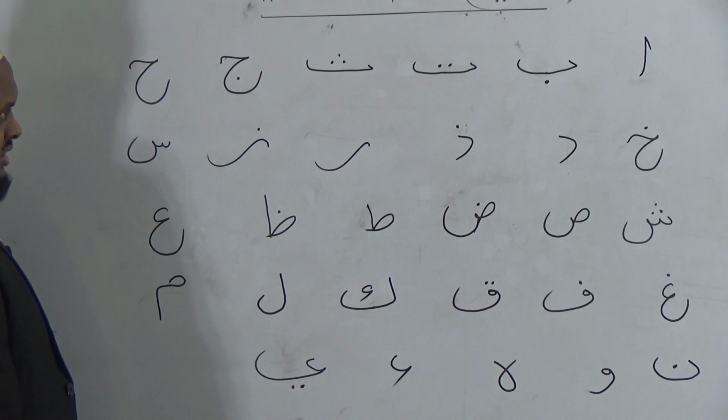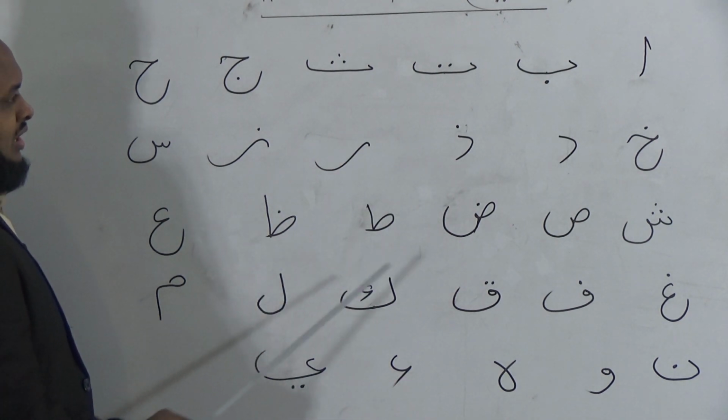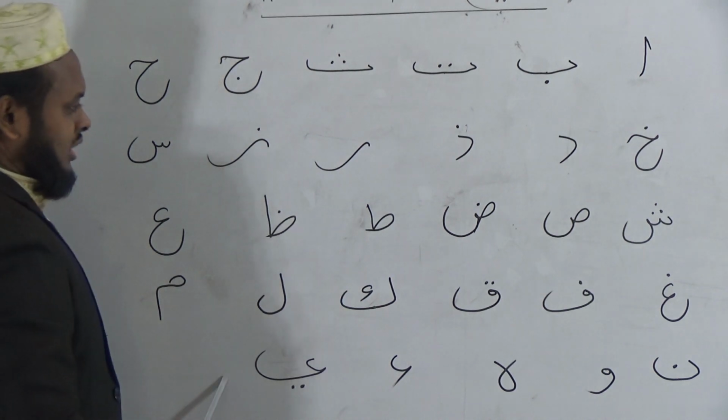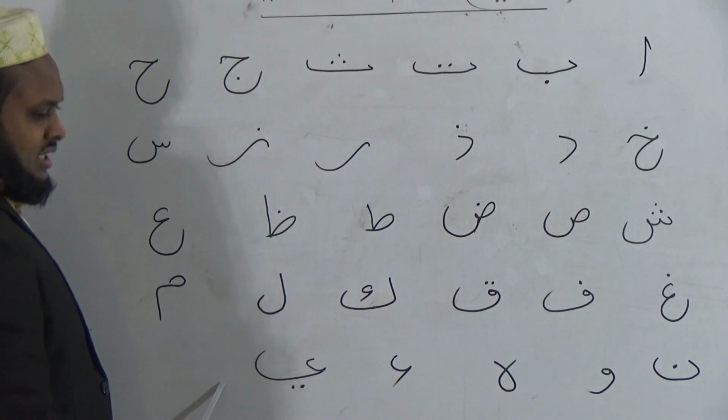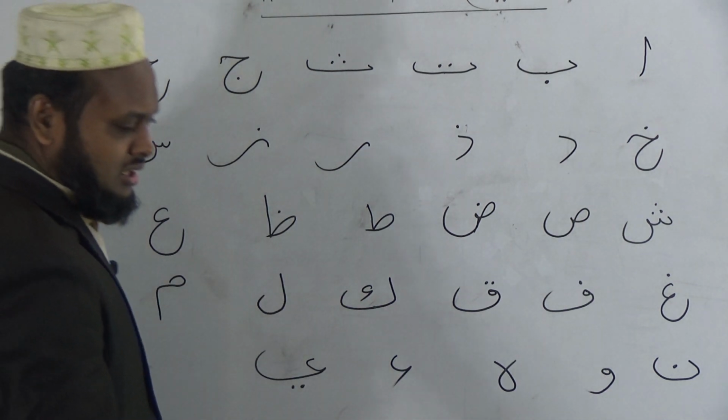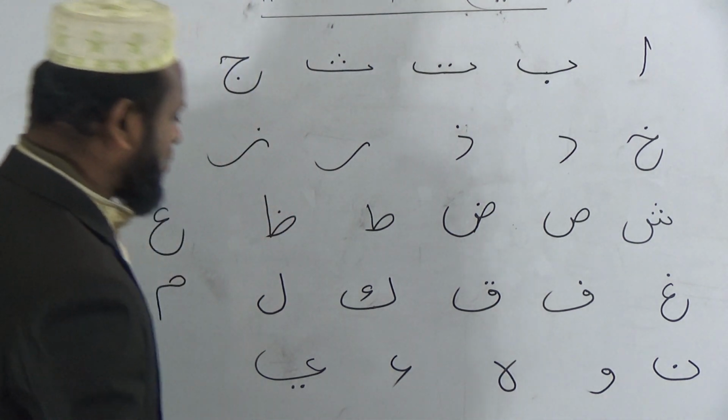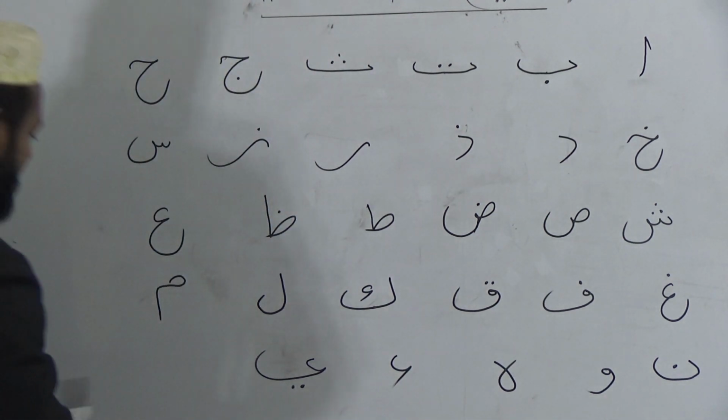Okay, dear students, this is the total Arabic alphabet Alif to Ya, 29 Arabic alphabets. Okay, dear students, this is the end of today's lecture. Now I want to give HW.